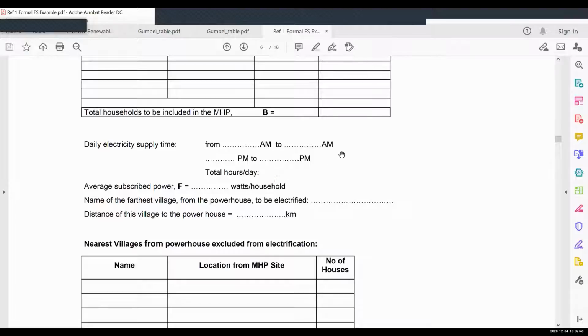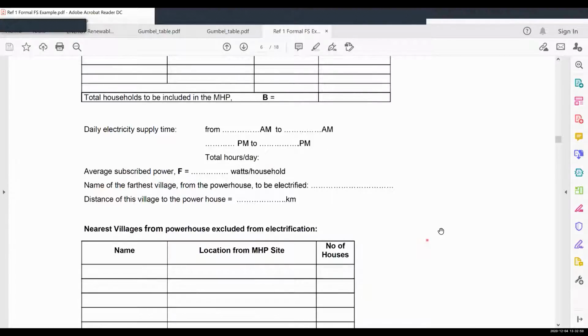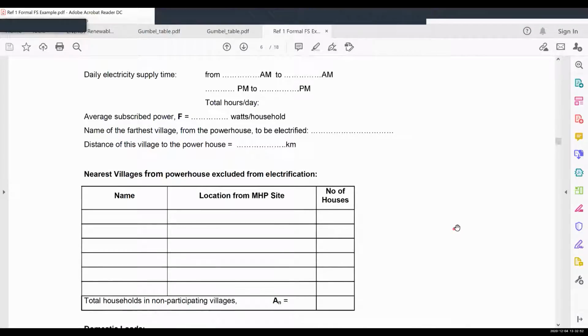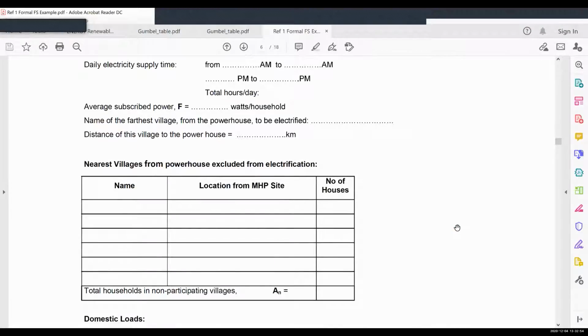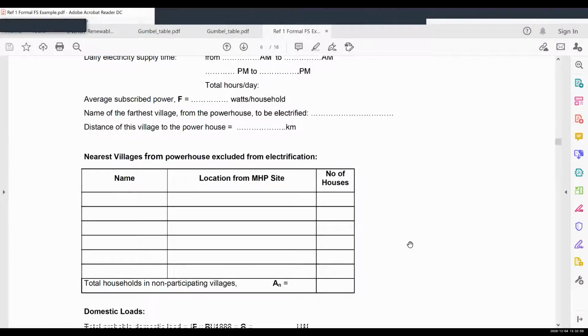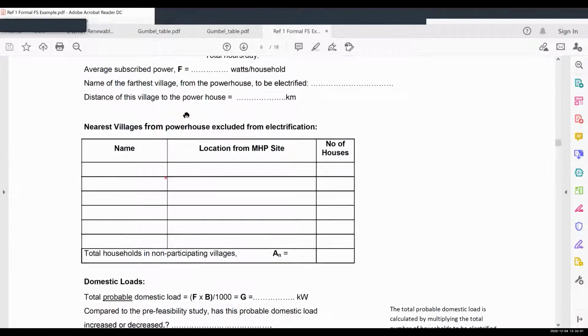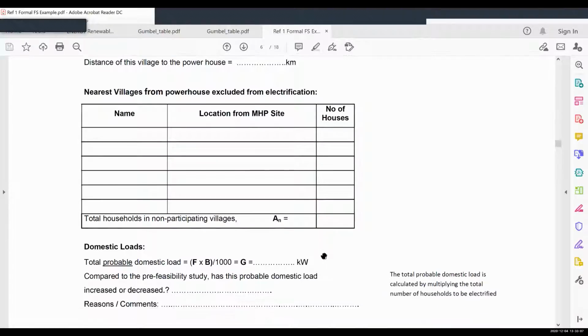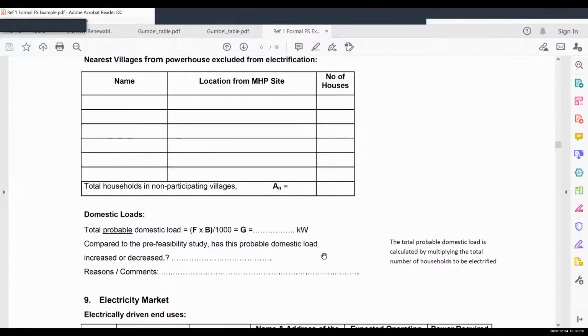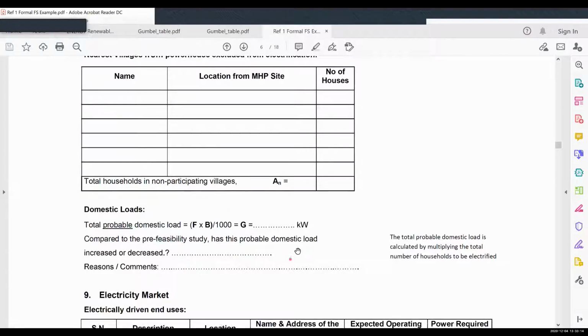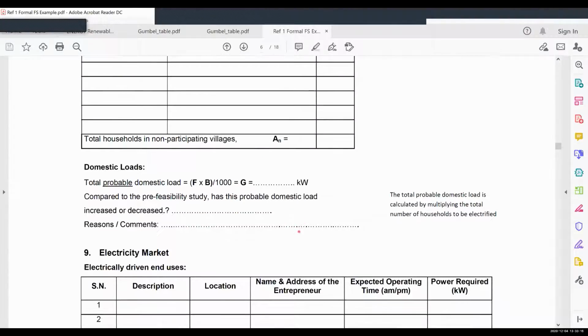Nowadays, with fluorescent and other very efficient lighting, it doesn't demand a lot of electricity just for lighting. Now, is there any settlement that will be excluded from the power? You have to make sure that there is equity in that. So you find out what the total domestic load is.